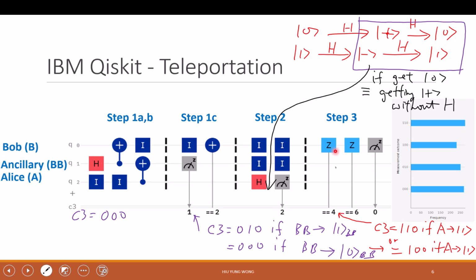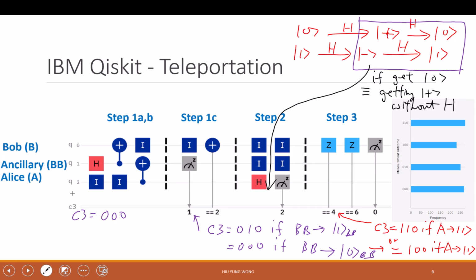When it is 4, apply Z. When it is 6, apply Z. Otherwise, for other values, it means this must have measured 0 instead of 1. Then I don't do anything. Okay, and then finally, we measure this 0 qubit to store it, and then look at the output. Pretty confusing, right? Any questions for now?